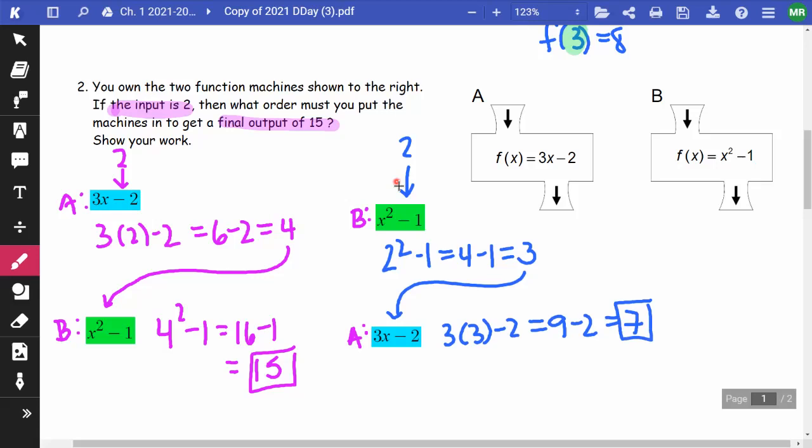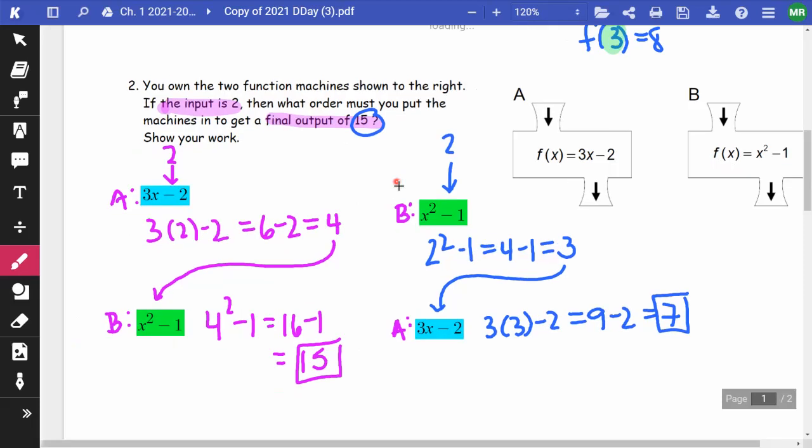So again, we wanted our final output to be a 15. So the one I did in pink is going to be the answer. So we are going to do A first and then B. I want to see work.